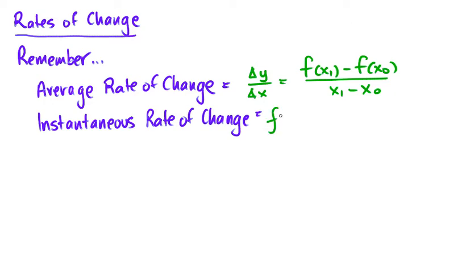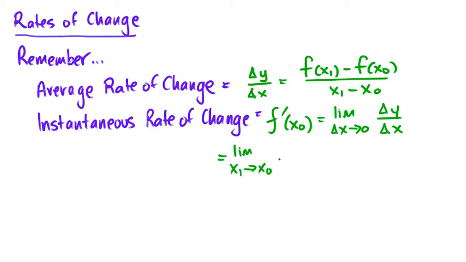The instantaneous rate of change we now know as the derivative at a certain point, and we can define that as the limit as x approaches 0 of the change, or the limit as one x value approaches another x value with the difference quotient. Let's see how we can start to use this.